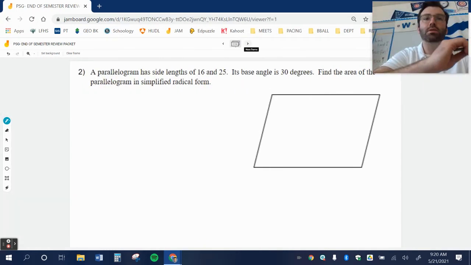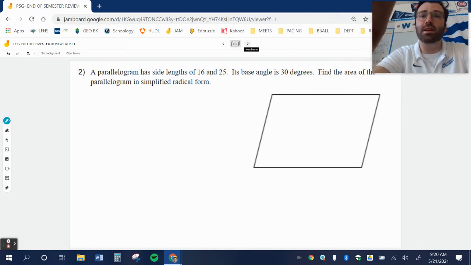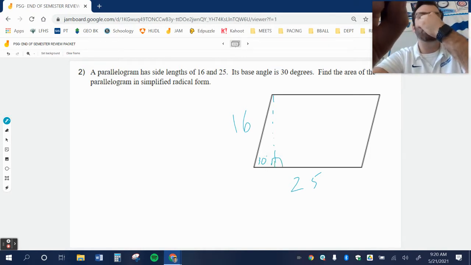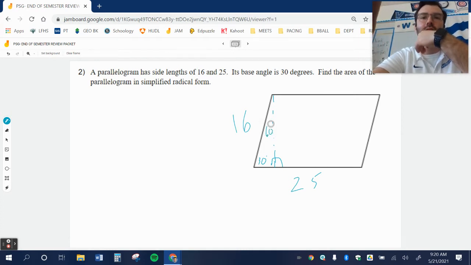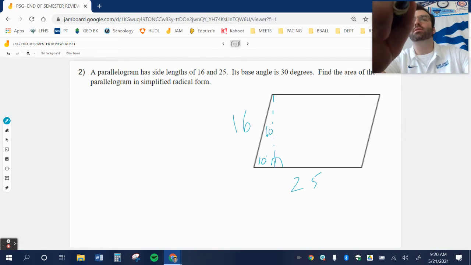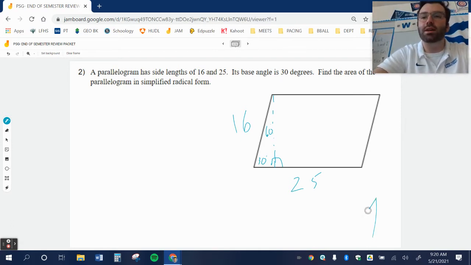Let's keep going. Number two, the parallelogram has side lengths of 16 and 25. Its base angle is 30 degrees. That means this angle right here is 30 degrees. I'm going to drop down a height here because it wants me to find the area and leave it in simplified radical form if necessary. So our base angle is 30 degrees, which means this one up here is 60. If that's 30, 60, I have a 30, 60, 90 triangle.